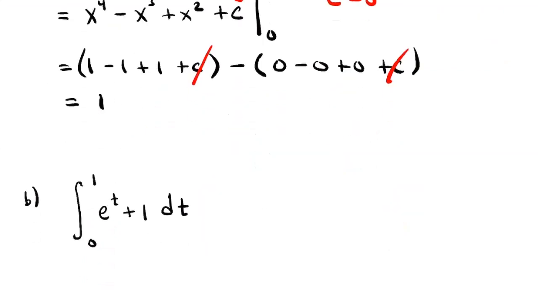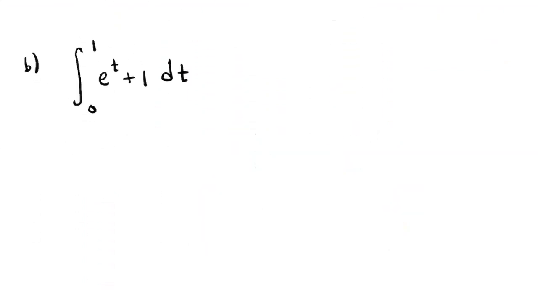Okay, let's do another one. Let's compute the definite integral. We need an antiderivative. Going to do it term by term, an antiderivative for e to the t. Maybe you should stop the video and do this before me, and then just turn it back on and see if we write the same thing.